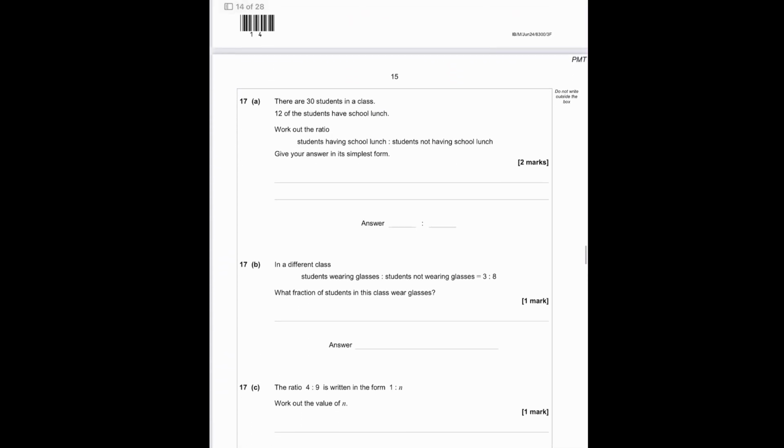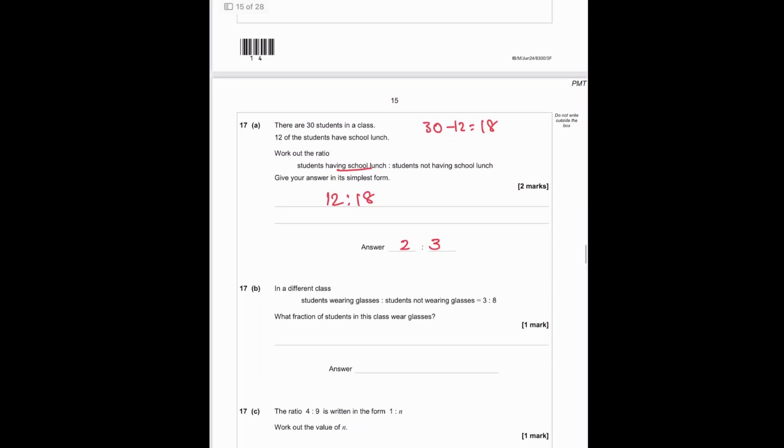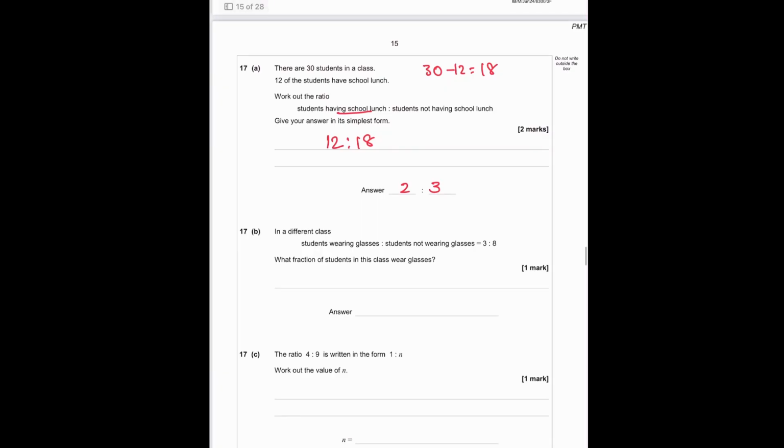There are 30 students in a class. 12 of the students have school lunch. Work out the ratio. So 30 take away 12 gives me 18. So 12 have lunch, so 12 to 18, and we can simplify that to 2 to 3. In a different class, students wearing glasses to students not wearing glasses is 3 to 8. What fraction wear glasses? So wear glasses is the first number. The total is 11, so that is 3 out of 11.